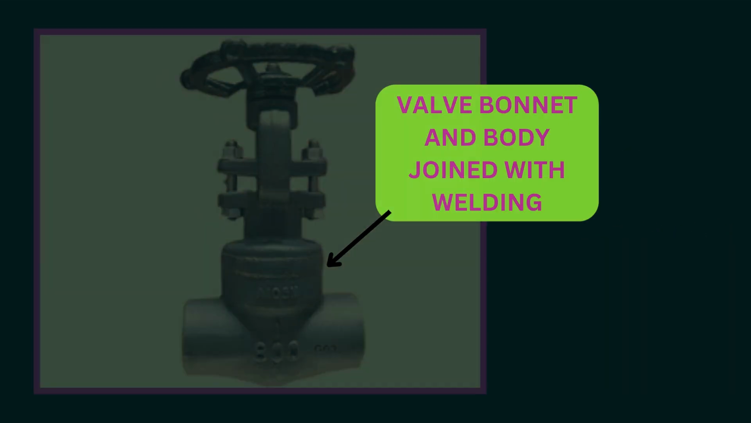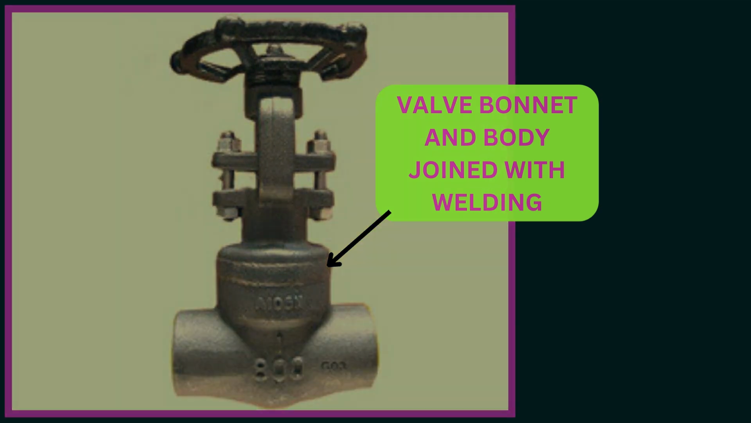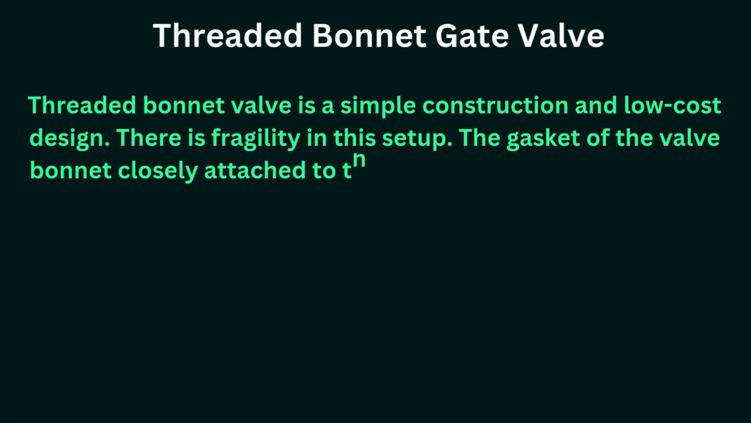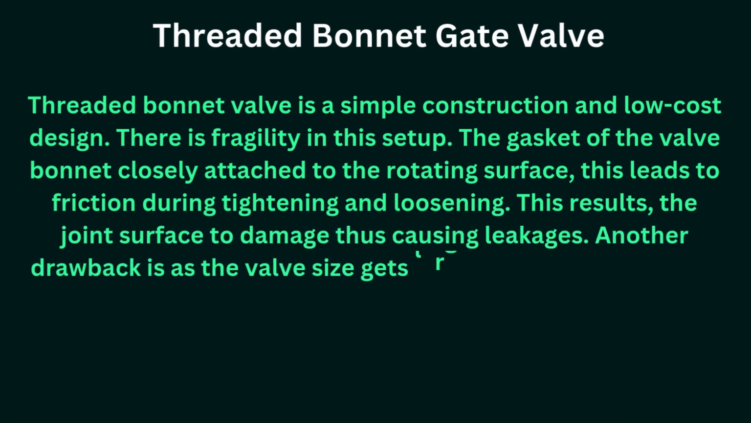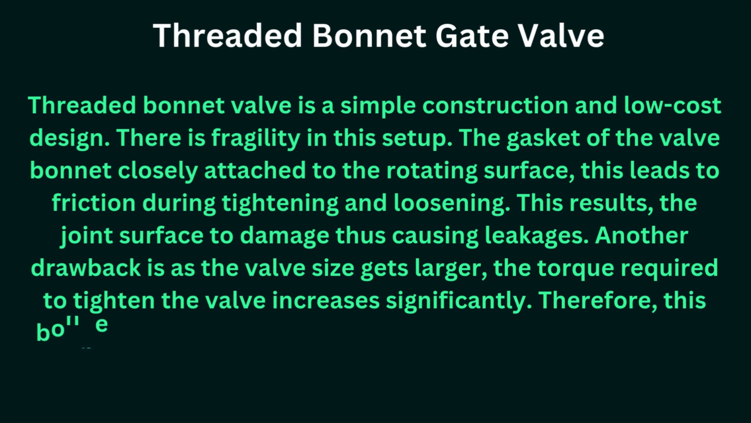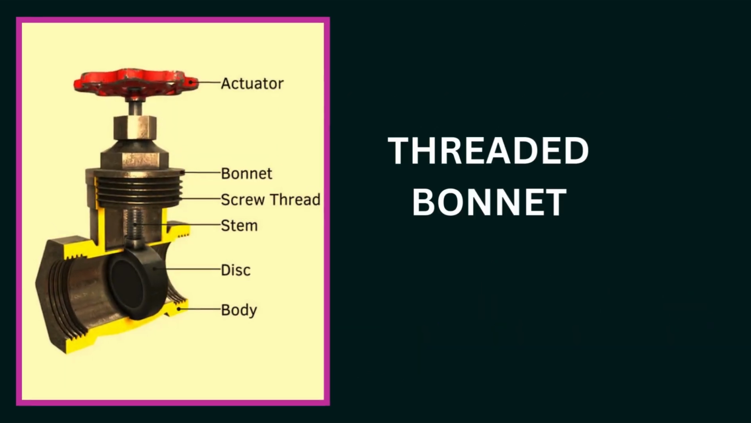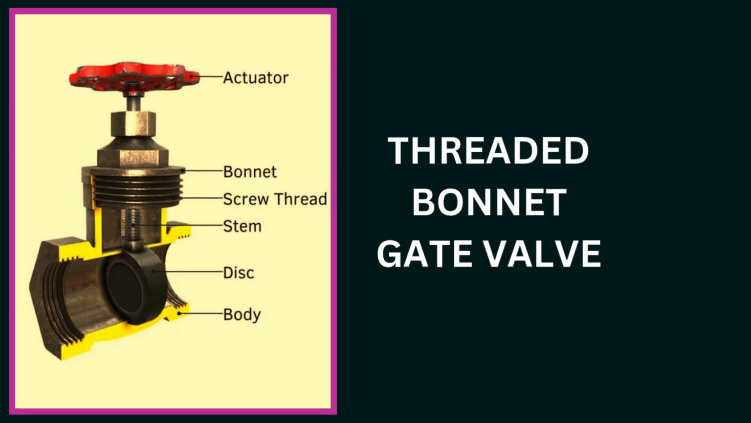Threaded bonnet gate wall is a simple construction and low cost design. There is fragility in this setup. The gasket of the wall bonnet is closely attached to the rotating surface. This leads to friction during tightening and loosening. This results in the joint surface getting damaged, thus causing leakages. Another drawback is that as the wall size gets larger, the torque required to tighten the wall increases significantly. Therefore, this bonnet type is usually limited to a nominal size of DN 80 and below.